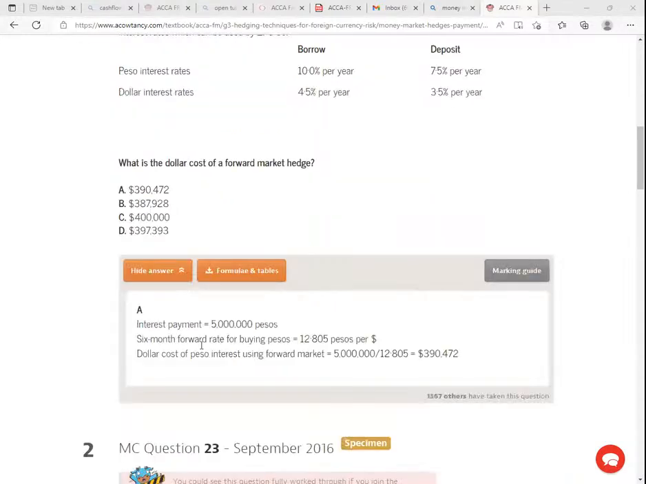I'm so sure all of us would have gotten this figure in an exam.